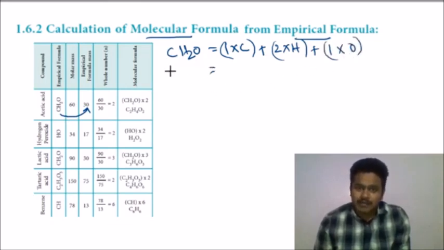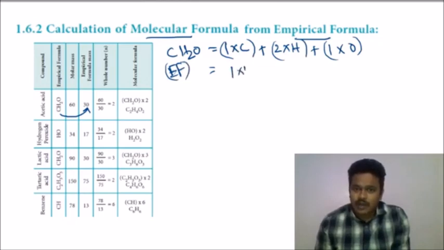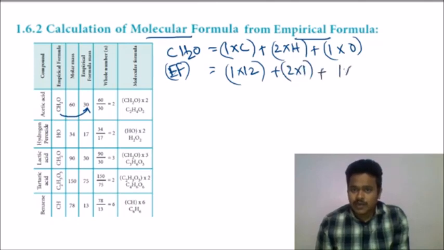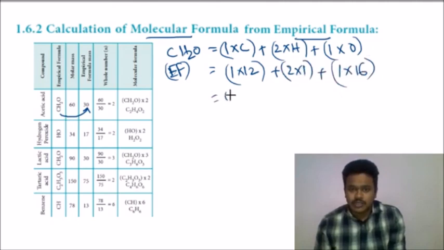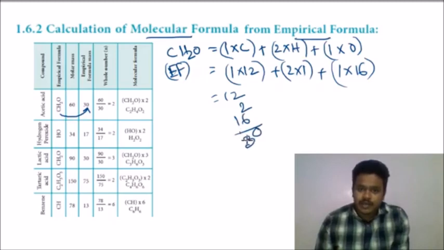Calculate. It is the empirical formula, so I have to get the empirical formula mass. 1 into carbon atomic mass, which is 12, plus 2 into hydrogen atomic mass, which is 1, plus 1 into oxygen atomic mass, which is 16. So this is 12, this is 2, and this is 16. How much are you getting? 30.